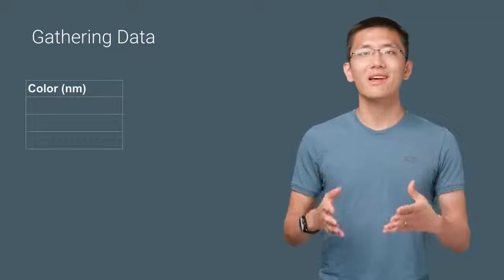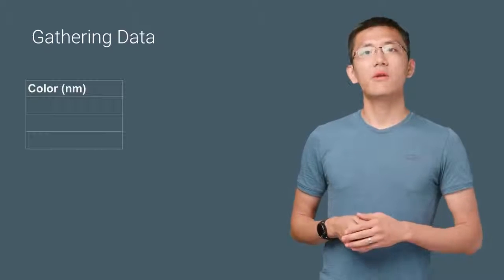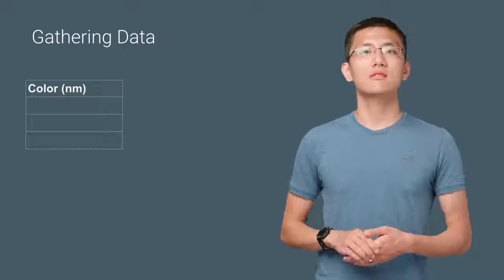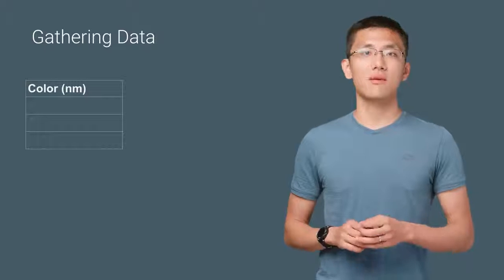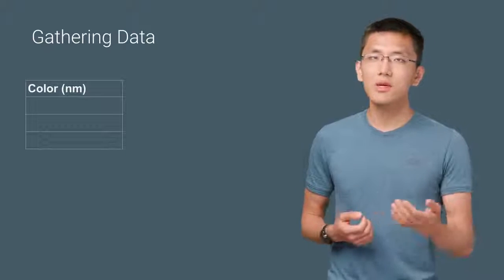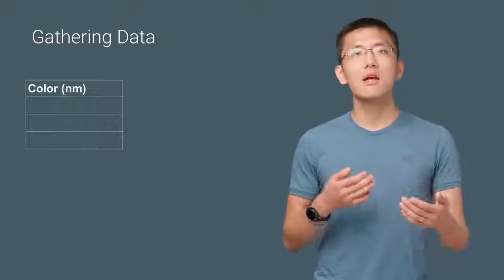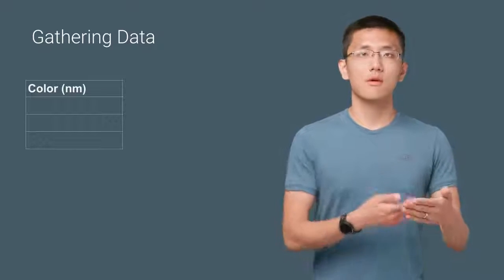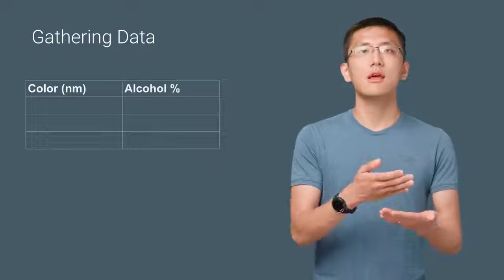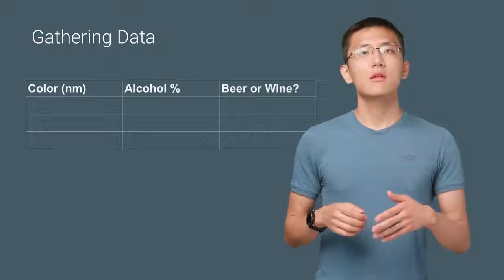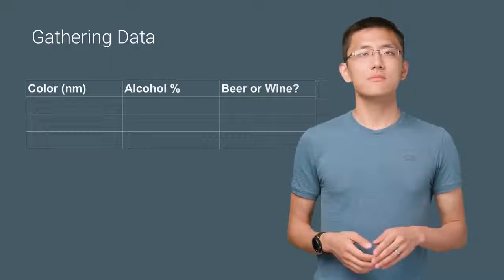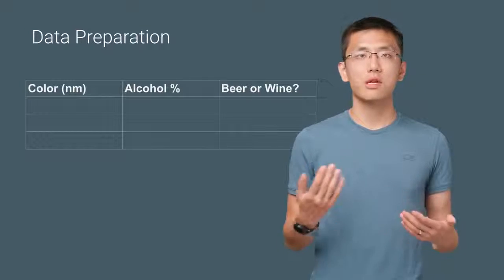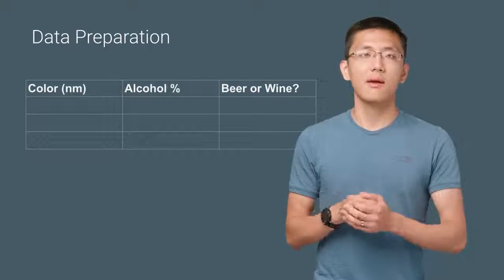Once we've got our equipment and booze all set up, it's time for our first real step of machine learning: gathering that data. This step is very important because the quality and quantity of data that you gather will directly determine how good your predictive model can be. In this case, the data we collect will be the color and alcohol content of each drink. This will yield us a table of color, alcohol content, and whether it's beer or wine. This will be our training data.